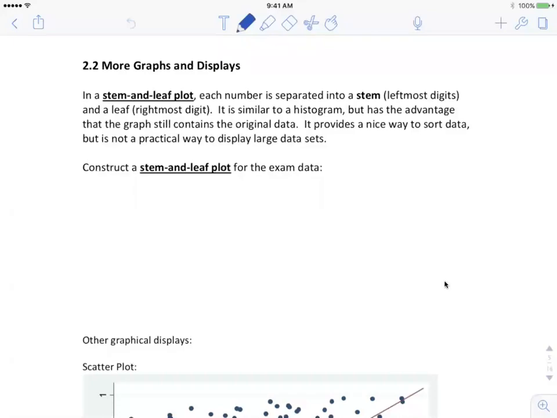Hey class, Mr. H here, just looking at section 2.2. 2.2 is on a bunch of different types of graphical displays. I'll go through a bunch of them. I got some here in this handout, and we'll take a look.